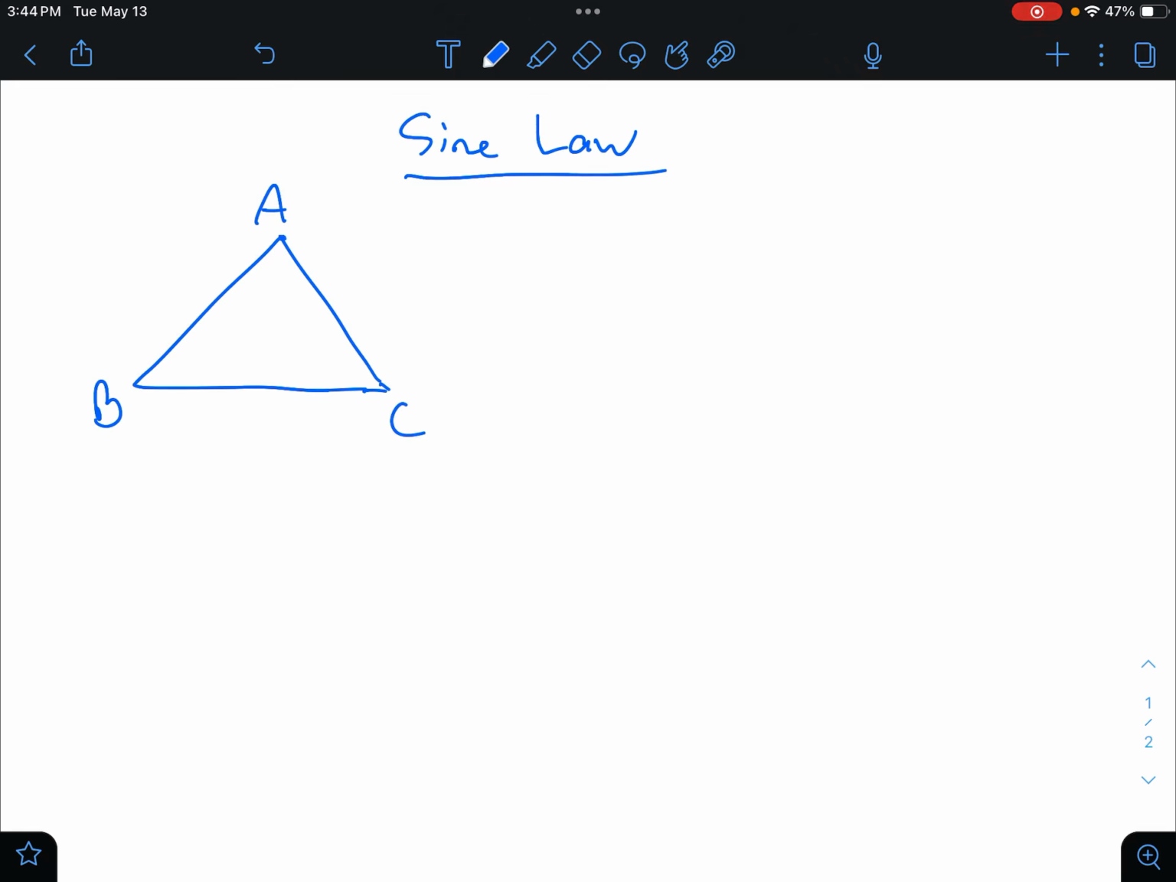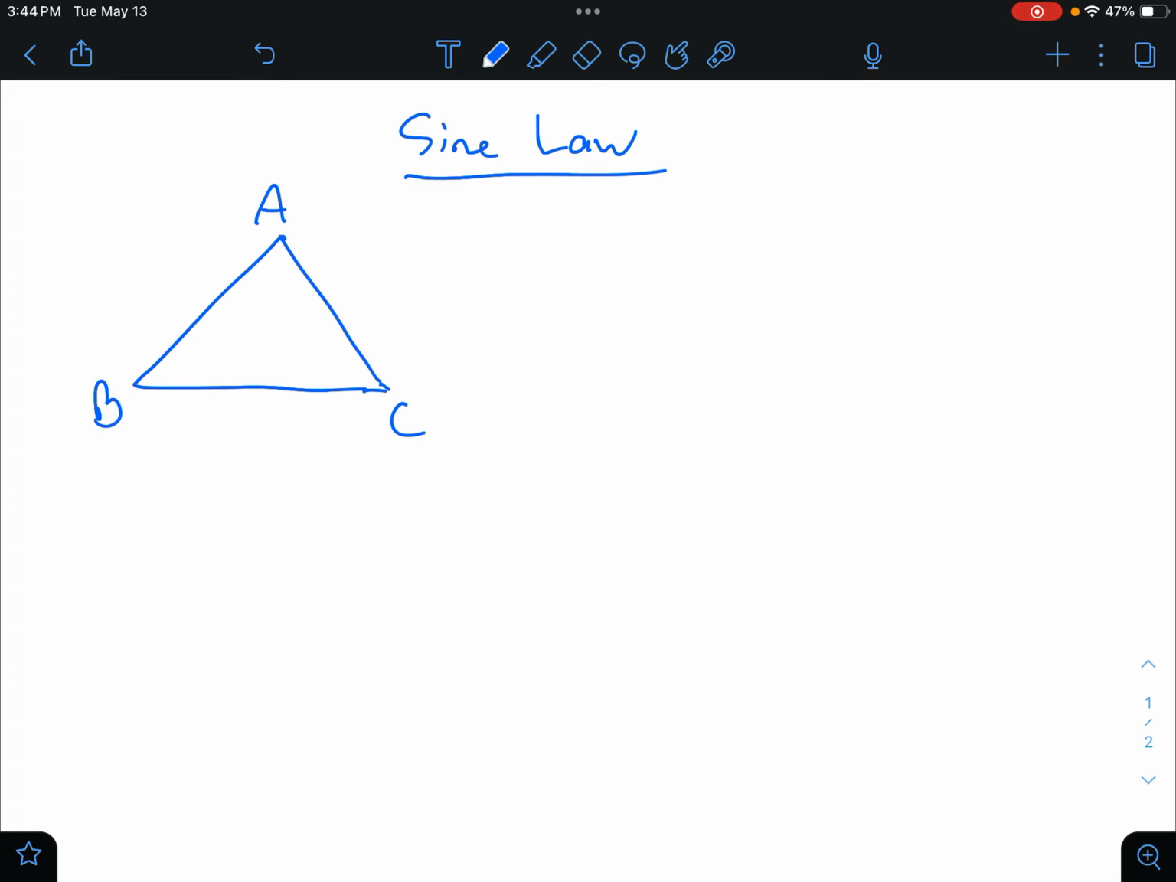All right, hello everybody. I'm going to be teaching you today about the sine law. The sine law is a rule or a formula that you can use in trigonometry. In order to use it, it's used on very specific types of triangles. You're going to use it on triangles that are not 90 degrees, so not a right angled triangle.